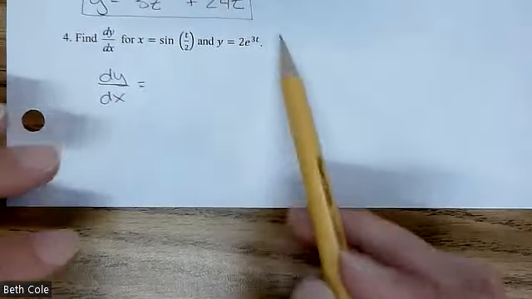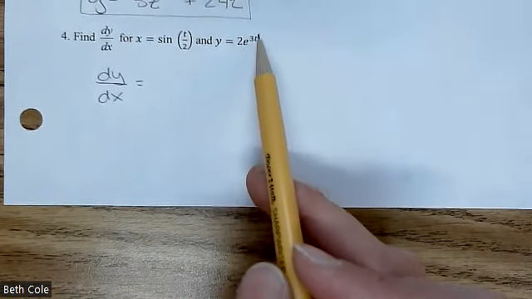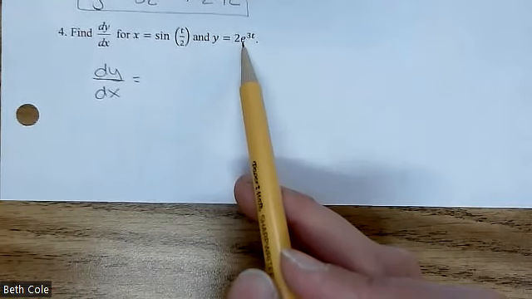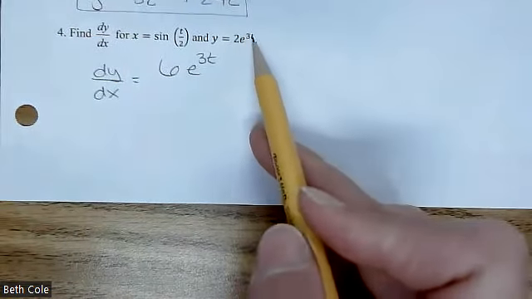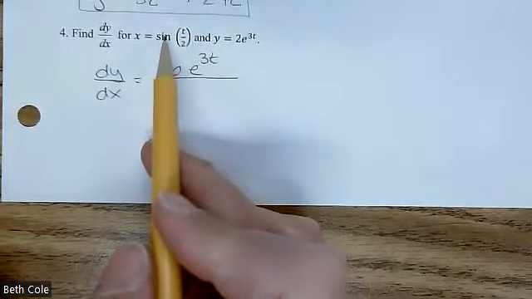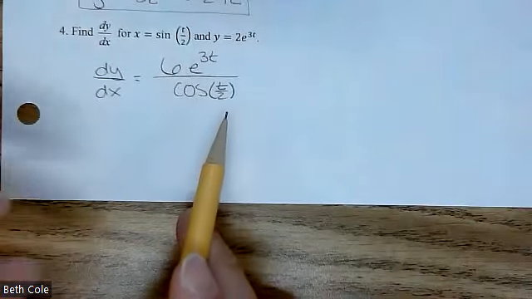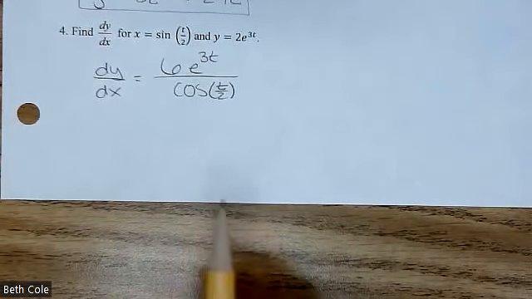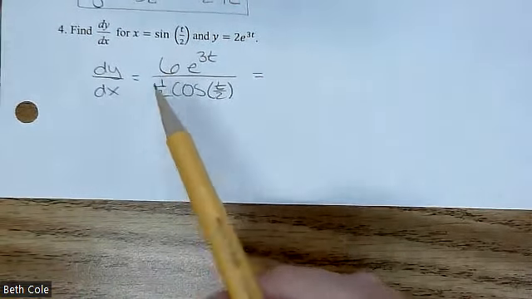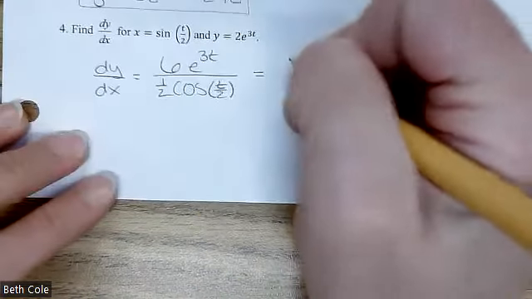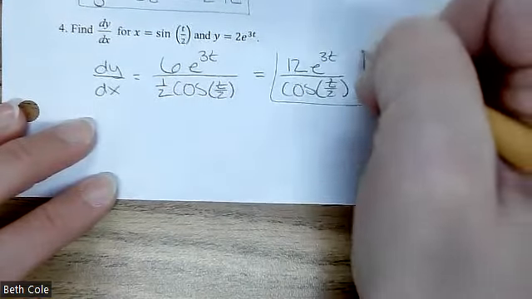All right, derivative of y would give us what? Good, and why is it 6? It's chain rule. It's that, and then you have to times on the derivative of 3t, which is 3. Okay, and then derivative for x. So derivative of sine would be cosine t over 2. But same thing, you have to chain on the derivative of t over 2, which would be 1/2. And then just to simplify that down a little bit, 6 divided by 1/2, that would be 6 times 2. So it would be 12e to the 3t over cosine t over 2. Cool?